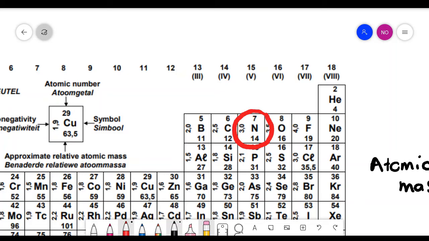Now, if you look at the element below nitrogen, what is the element onder stikstof? Phosphor. Do you see that it has a higher atomic mass than nitrogen?